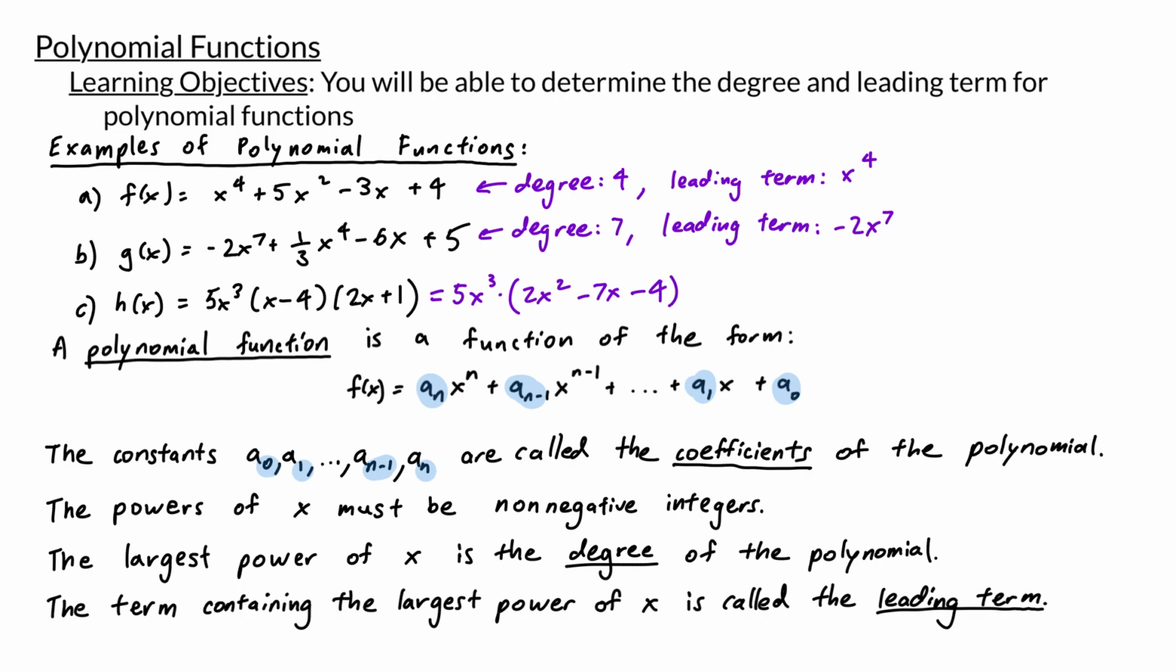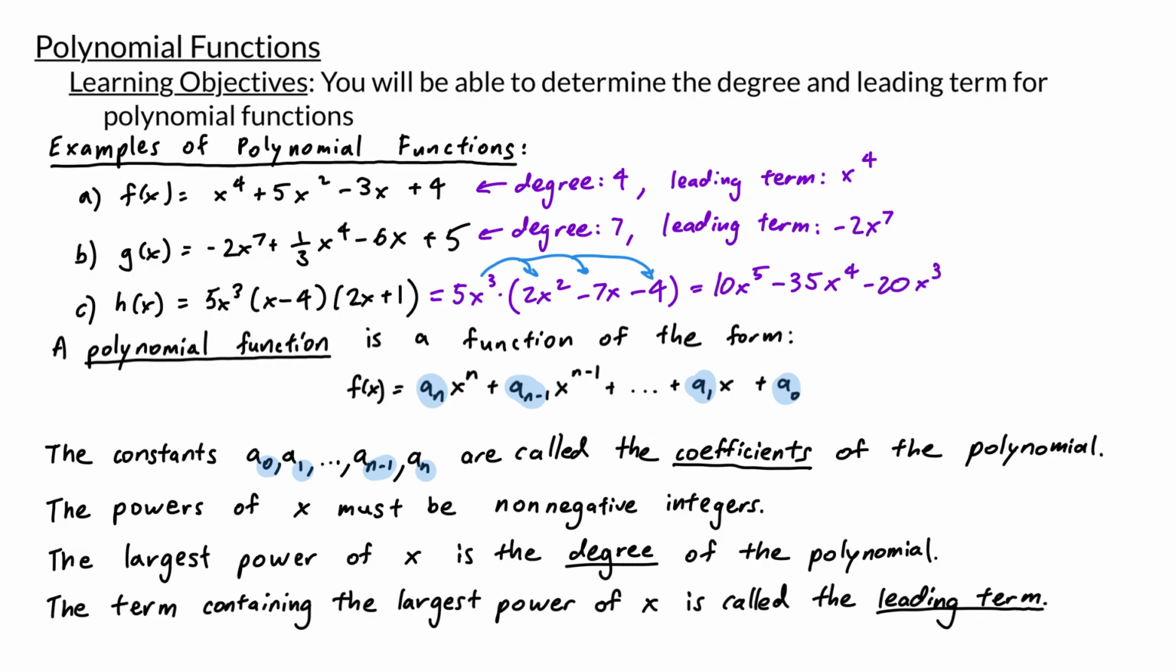Now that we've multiplied out x minus 4 times 2x plus 1, what we can do is distribute the 5x cubed to get our final result. So take that, multiply it to each of our terms here. We're going to get 10x to the 5th minus 35x to the 4th minus 20x cubed.